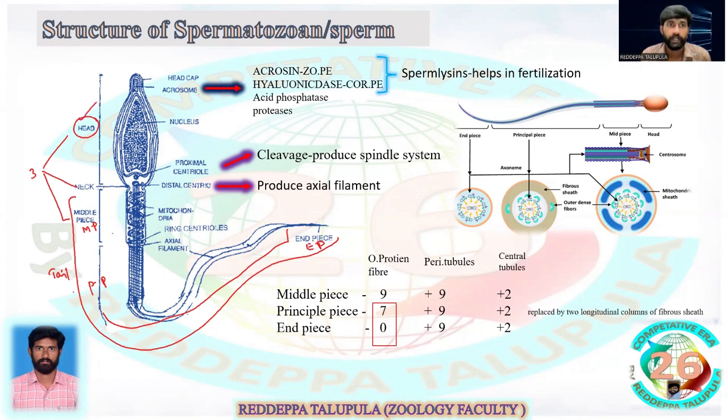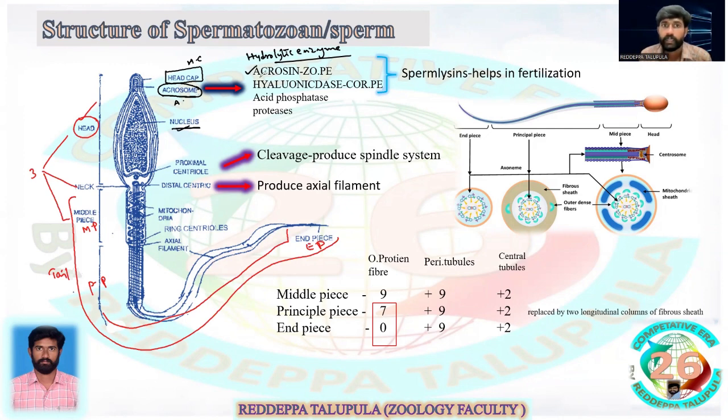If we talk about head, head consists of head cap. Head cap will be present and acrosome will be present. Nucleus will be present. Okay. Head cap, acrosome, and nucleus. See, if we talk about acrosome, it contains hydrolytic enzymes. The enzymatic part of sperm is acrosome.